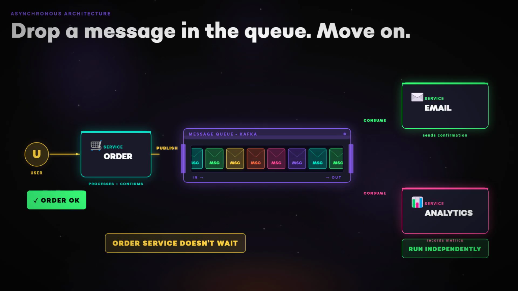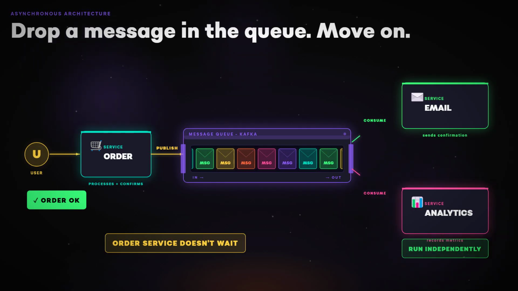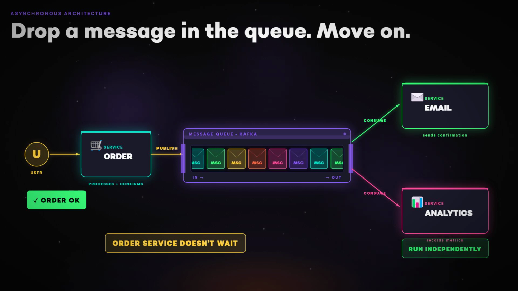That's the order confirm step shown in the middle of the diagram. Now notice something important. The order service does not directly call the email service. It does not directly call the analytics service. Instead, it places a message into a message queue. Think of a message queue as a mailbox. The order service drops a message into a mailbox and immediately continues. Its work is finished. The user instantly sees order successful.